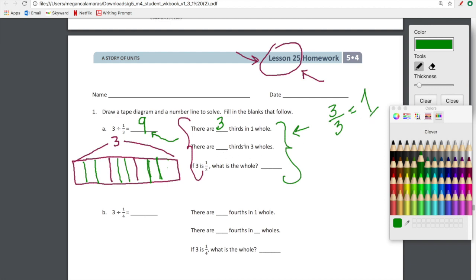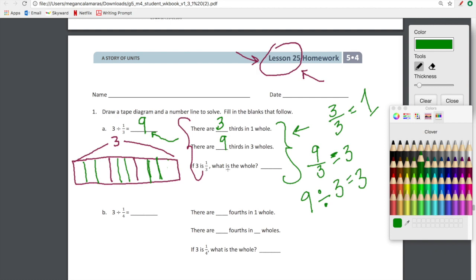We know 3 thirds is just a fancy way of saying 1 whole. There are blank thirds and 3 wholes. Well, we have 3 wholes here. We are able to see that there are 9 thirds and 3 wholes. So what that means is that 9 thirds is equal to 3 wholes. I know that for a fact because we can rewrite a fraction as a division expression. 9 divided by 3 is equal to 3. Very cool. So we're just unpacking here what you really already know.